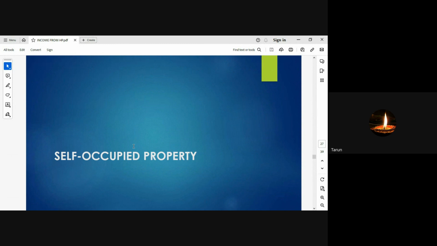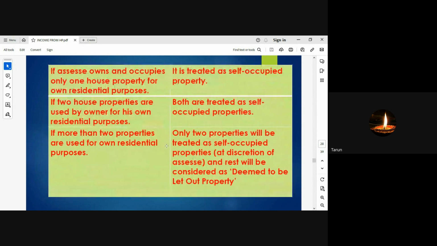Now, whatever I taught you in the previous slides is the case of let out property. This particular slide is about self-occupied property, that means the property occupied for your own residence, for your own purpose of residing. These are very easy rules. There is no difficulty in learning the concept. Once you read, you can easily understand.